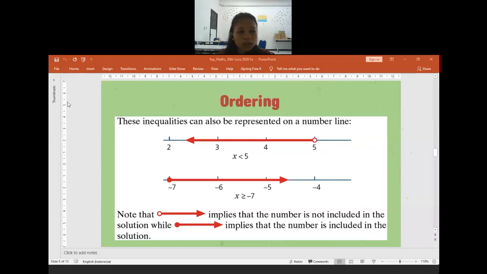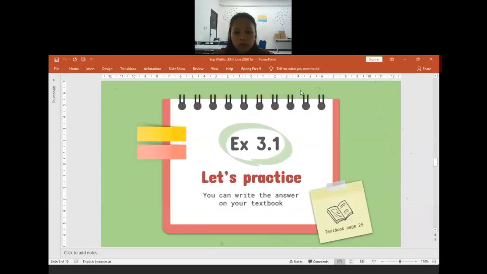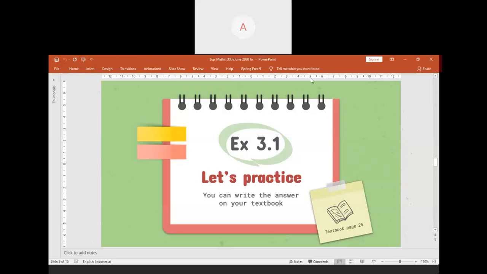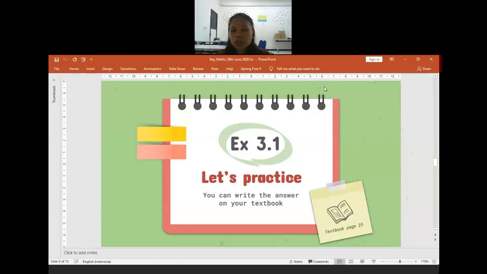In here, wait. It's not moving. Okay, so you can open your textbook, page 25. Let us discuss the exercise 3.1, some of the questions. Yes, you can write the answer. This is page 25. On the slide is written page 25. We are going to discuss the page.